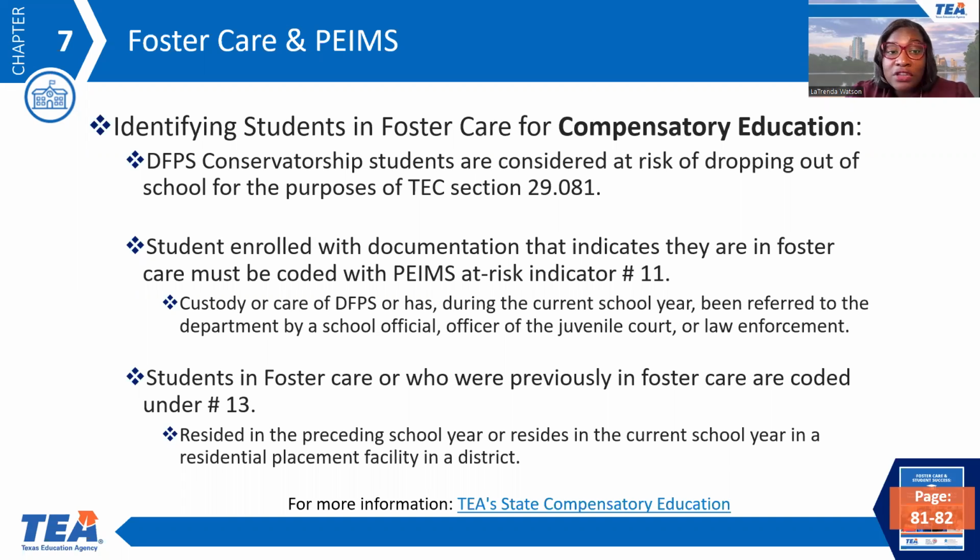So for the at-risk code of 11, the student is either in the custody or the care of DPS, or has during the school year been referred to a department by a school official, officer of juvenile court, or law enforcement. So this is a way they can receive a PEIMS at-risk code of 11. Students in foster care or who were previously in foster care are coded under a 13.